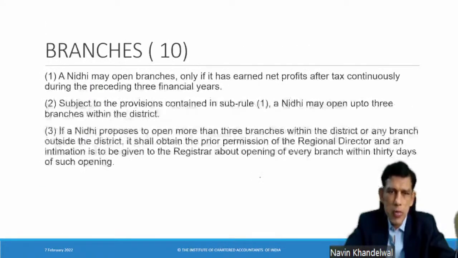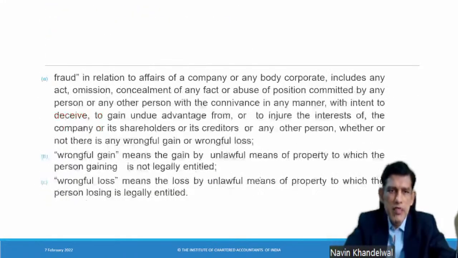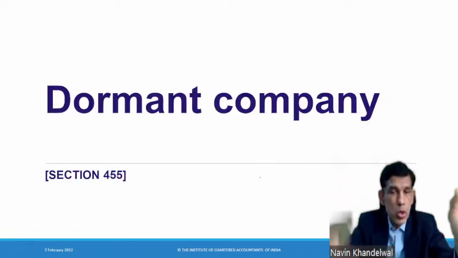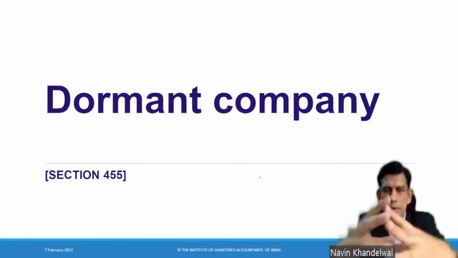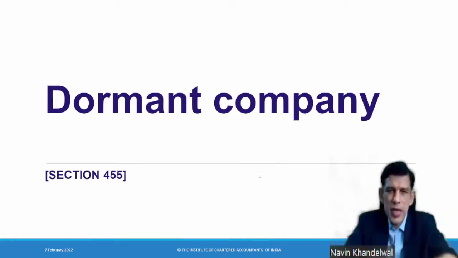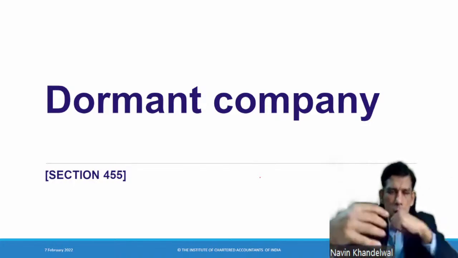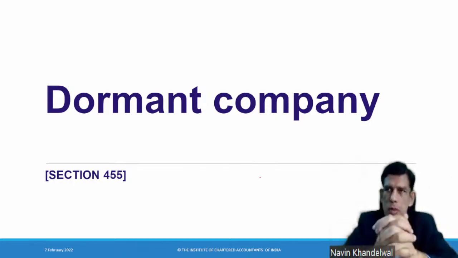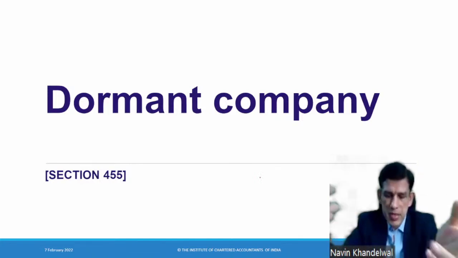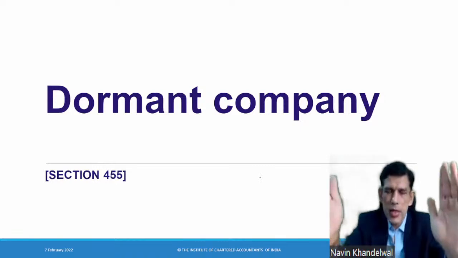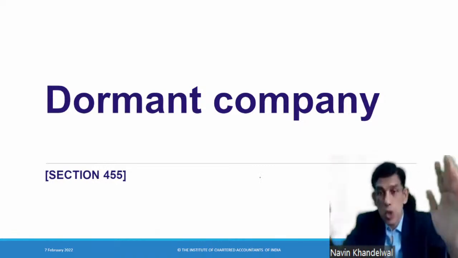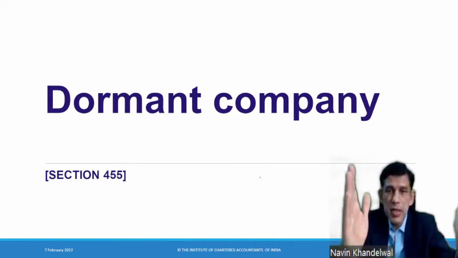So that was about government companies, friends. Next, we move to the status of dormant companies. Very important. Again, we have jumped from 394 to 455. Now, what does dormant company mean? We should be very clear. There is a government company, there is a strike-off company, there is a dormant company, there is a winding up company.